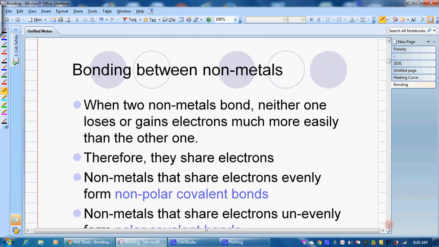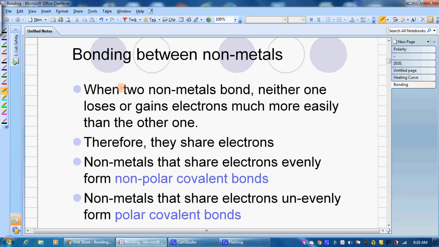Now, nonmetals are a little bit different. When we have 2 nonmetals come together, neither one is going to gain or lose. Instead of gaining and losing, they share electrons. When they share, we can form 2 different types of bonds. The first one is a nonpolar covalent bond, and the second is a polar covalent bond. So when we have 2 nonmetals that come together, these are going to be covalent bonds.